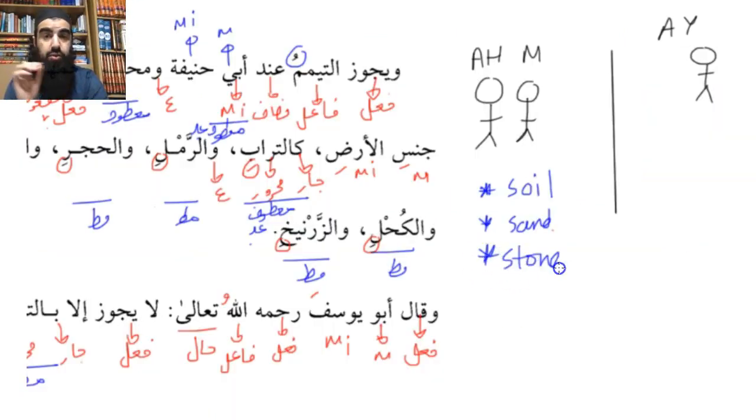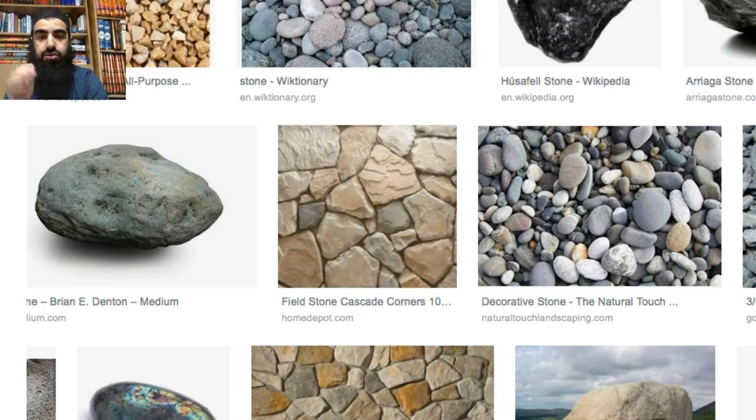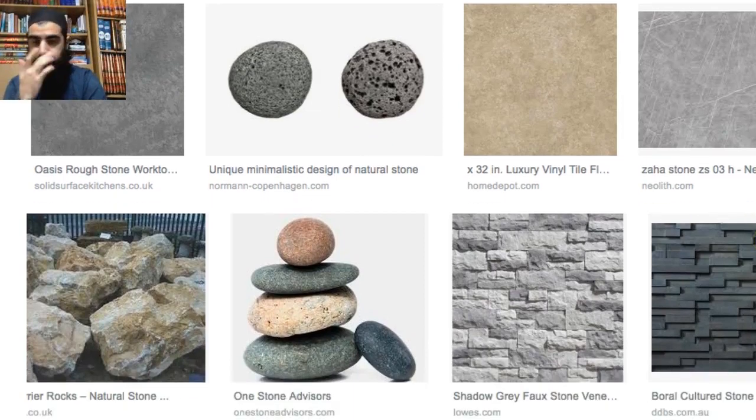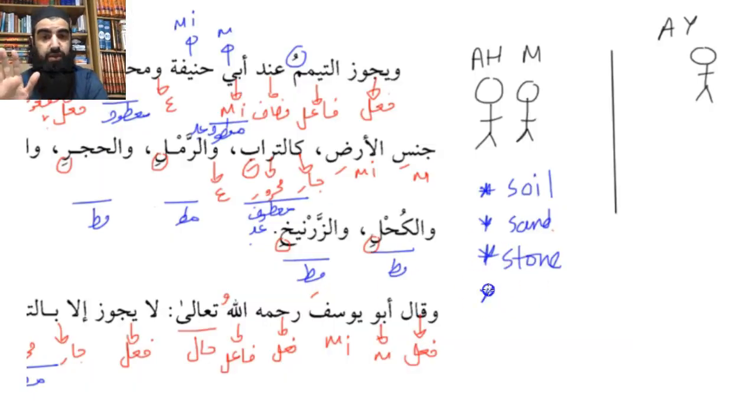Number 3, you can do it with stone. So stones like this. Maybe someone's got a patio, maybe in their back garden, maybe they've gone somewhere to the mountains. Anything stone, a stone wall, you're allowed to just touch it and do tayammum on there. Okay, this is according to Imam Abu Hanifa and Imam Muhammad rahimahullah. So all of these are forms of stone tiles some people have at home.